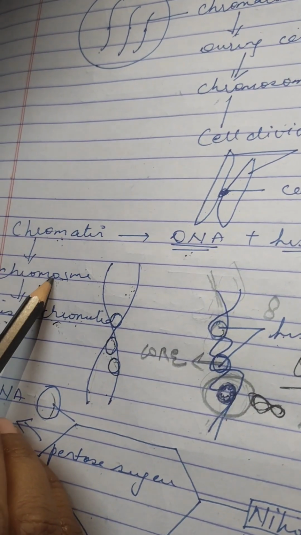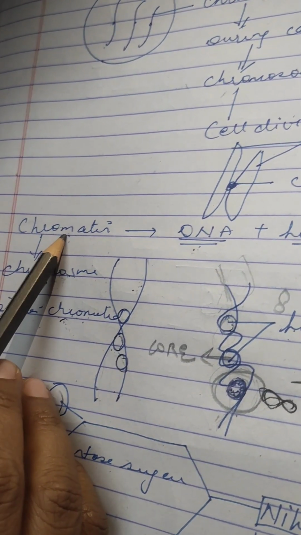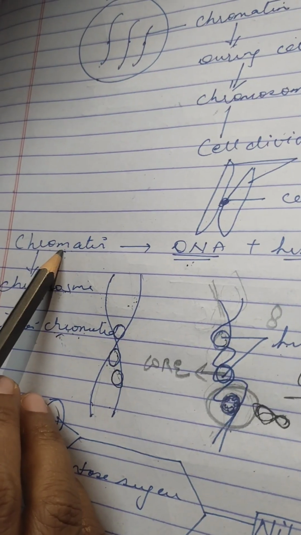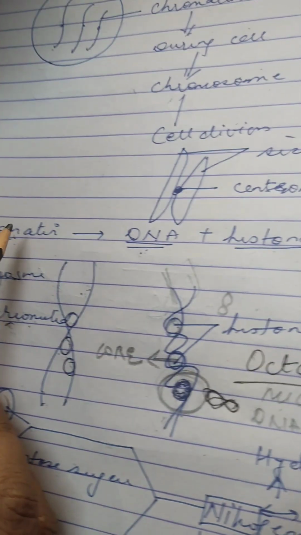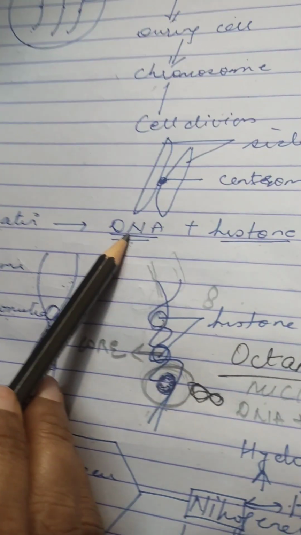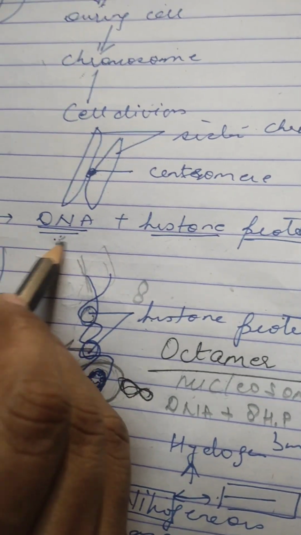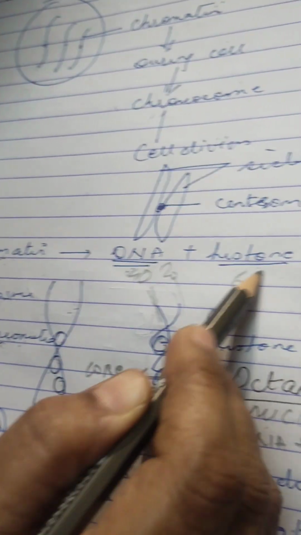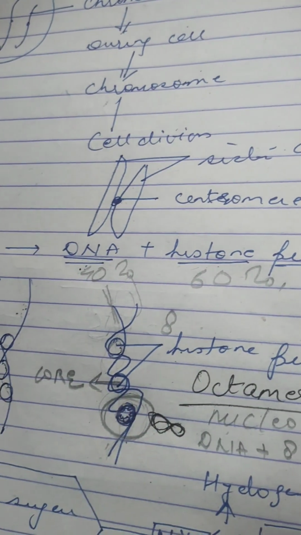during cell division. The chromosome in a nucleus, when it is not dividing, is known as chromatin fiber, and chromatin fiber consists of DNA plus histone proteins. That is 40% of DNA and 60% of histone proteins.